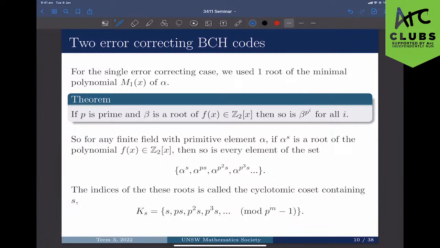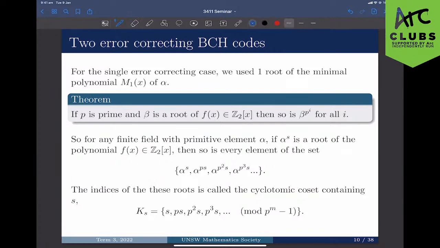So if we look at the single error correcting case, we used one root, which was alpha, of a minimal polynomial m1(x). So we recall this theorem from chapter 5, which is that if p is prime and beta is a root of f(x), then so is beta to the power of p to the power of i, for all i. So for any finite field with primitive element alpha, if alpha to the power of s is the root of the polynomial, then so is every element of the set.